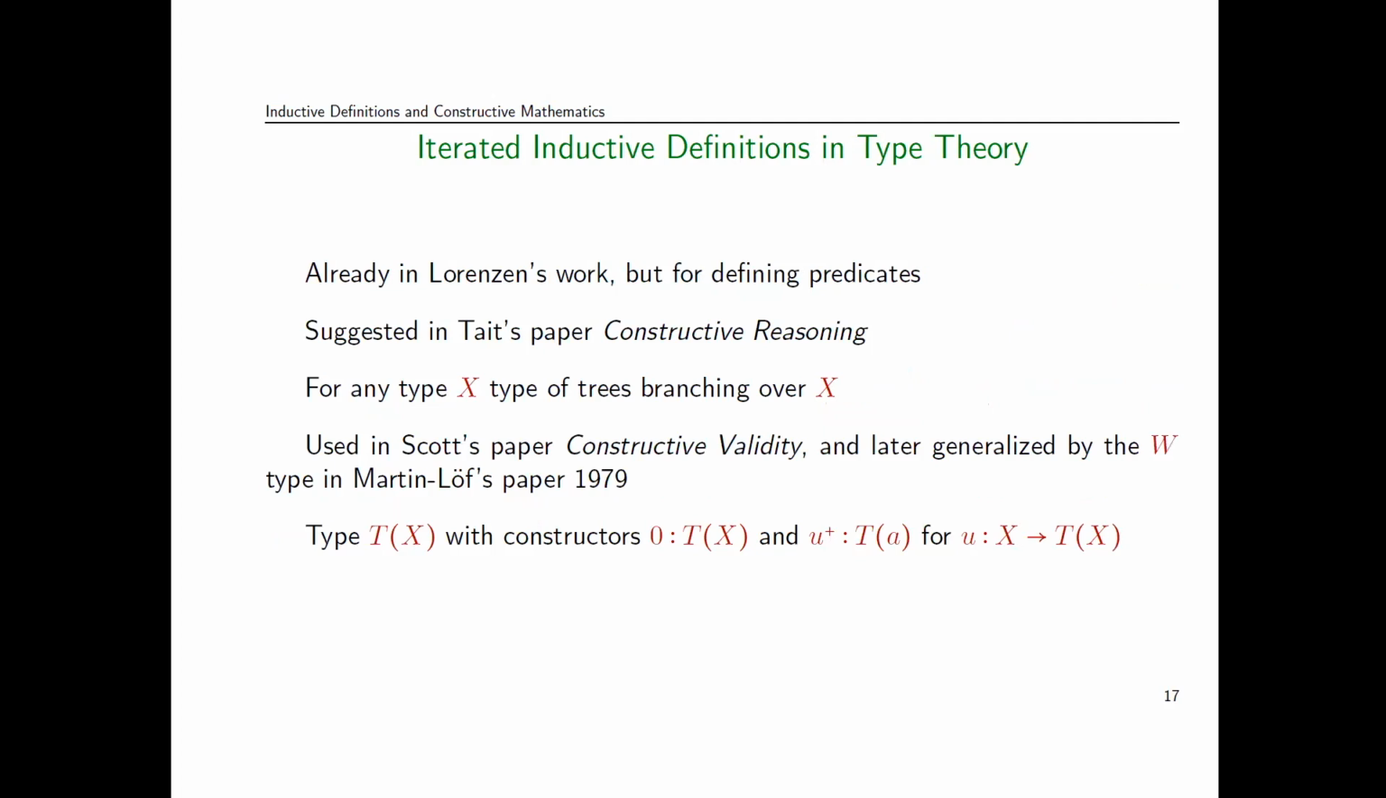And these were called non-fundamental inductive definitions, in the terminology of, for instance, Lorentzen. So this was already in Lorentzen's work. Lorentzen could iterate predicates in this way as a data type. This was suggested in Tait's paper, constructive reasoning, and used in Scott's paper on constructive validity. So that's a type of tree, where you have a constructor 0 and then a constructor such that for any enumeration over an arbitrary type X, you have a type of tree like this. And this was generalized much further by Martin-Löf with the W type.